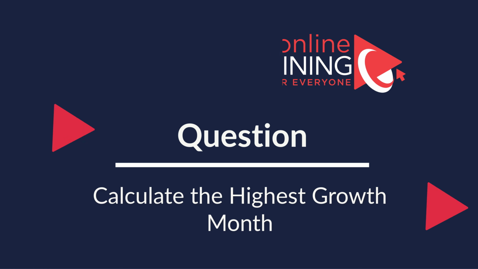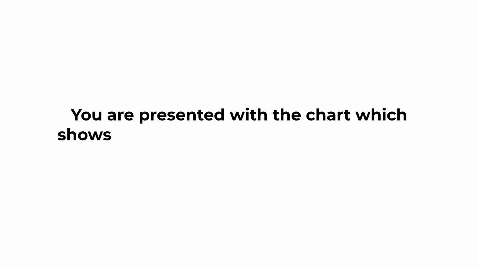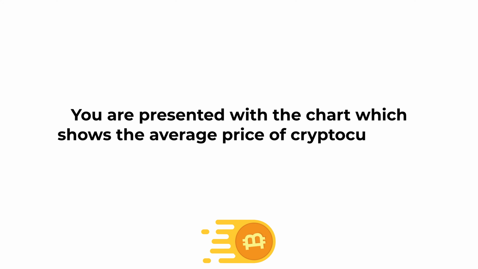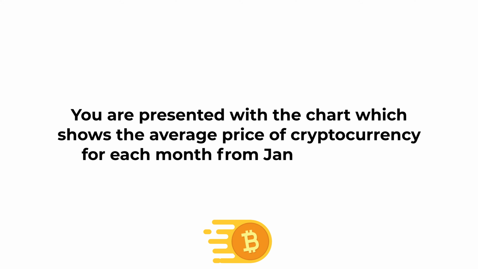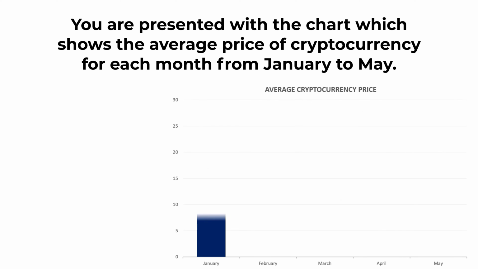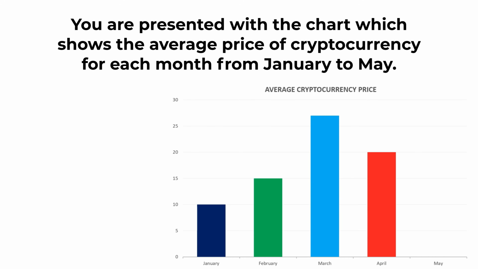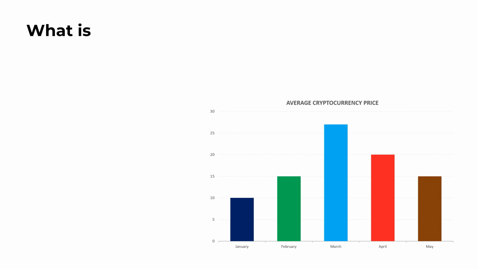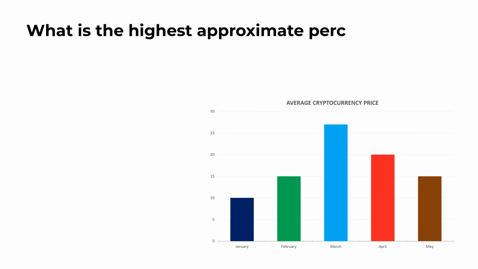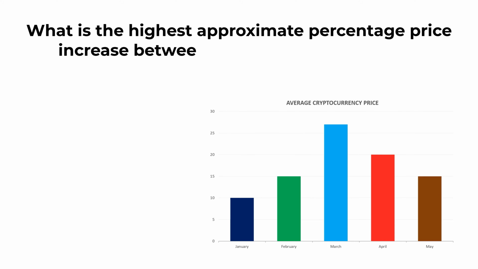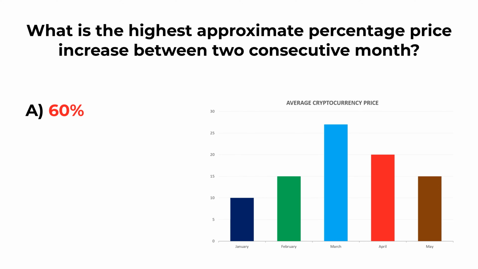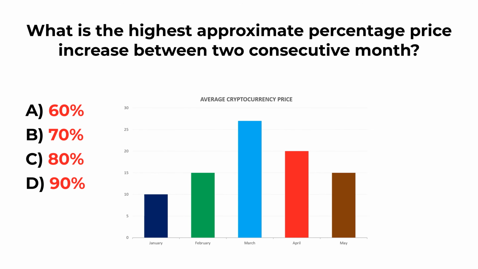Here's a cool question which tests your knowledge of percentages. You're presented with the chart which shows average cryptocurrency price. And the question tells you that the chart shows the average price of cryptocurrency for each month from January to May. The question is, what is the highest approximate percentage price increase between 2 consecutive months. You're presented with 4 different choices. Choice A, 60%, choice B, 70%, choice C, 80%, and then choice D, 90%.